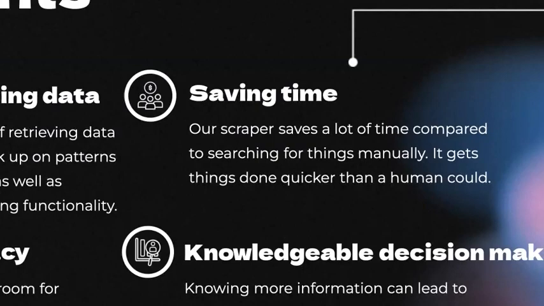Next, our scraper saves users a significant amount of time. When things are being searched for manually, it can take more time than using a scraper. Our scraper can get things done faster than a human would ever be able to do when trying to complete the same task. And finally, our web scraper helps users and businesses make more knowledgeable decisions. Knowing as much information as you can is crucial before making any sort of decision. And our solution provides a method of giving users data quickly and accurately, which allows them to make better decisions in a timely manner. And that increases the chances of making better decisions in the future.